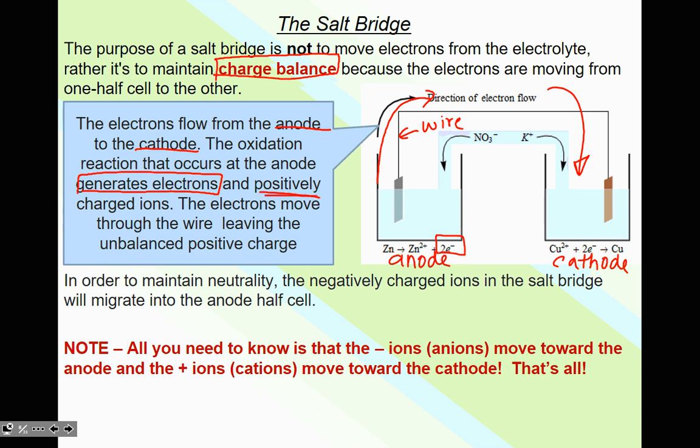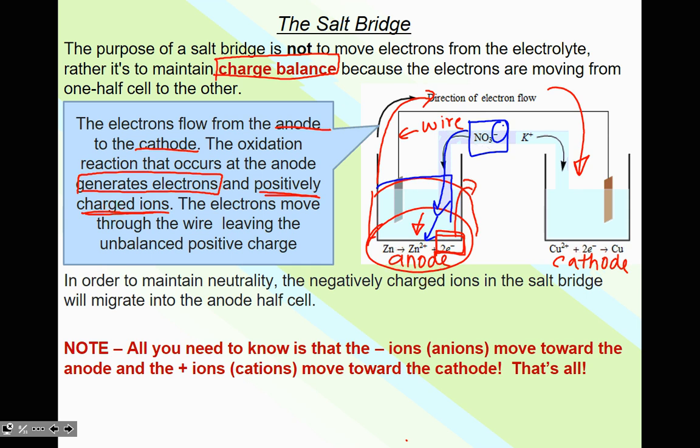Where is this coming from? If we take a look over here again, these electrons are moving via the wire. So you're going to get a lot of extra Zn2+ being made. That's going to cause this half to be positively charged, and we don't want that. We want it neutral. That's why negatively charged ions, anions, go into this half so that they balance off the 2+. Does that make sense? And then that solution becomes neutral.